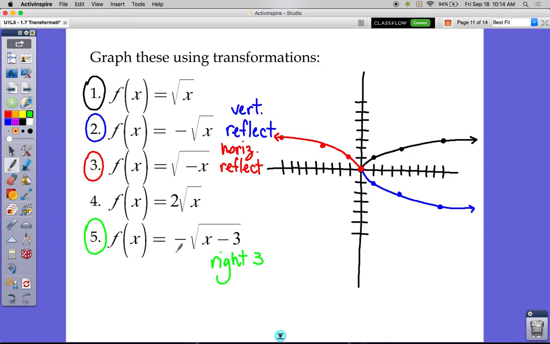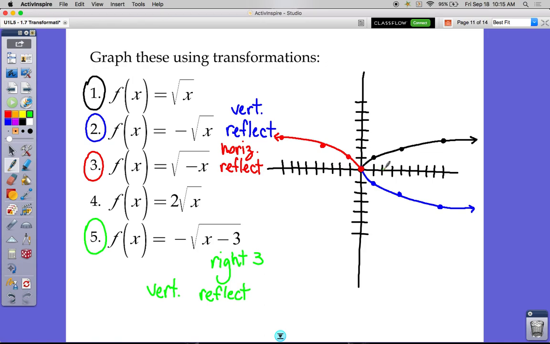But there's a negative in front of the square root, which is going to reflect. It's going to change my function values, and it's going to be a vertical reflection. Let me put vert reflect. So to the right 3, so here's the original. Now it's already covered by the other colors. So now, well, that's still the starting point for the parent function. We're not going to forget that.